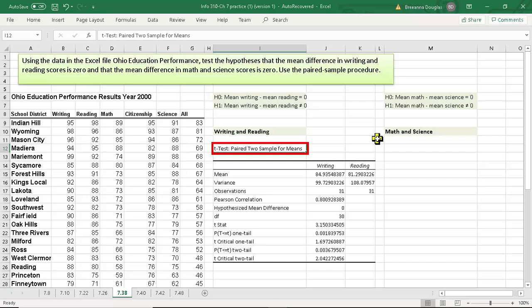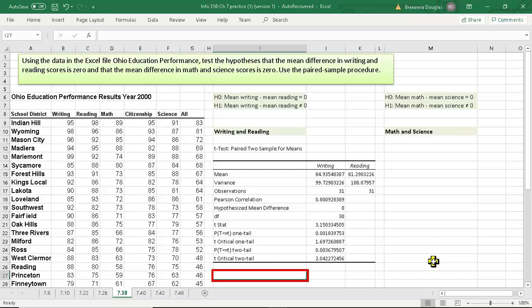As you can see here, our information has now been outputted. We are given the mean for both reading and writing, the variances, the number of observations, the correlation, the hypothesized mean difference, the degrees of freedom, the test statistic, the p-value for a one-tailed test, the critical value for a one-tailed test, the p-value for a two-tailed test, and the critical value for a two-tailed test. We will now move on and start analyzing the data.